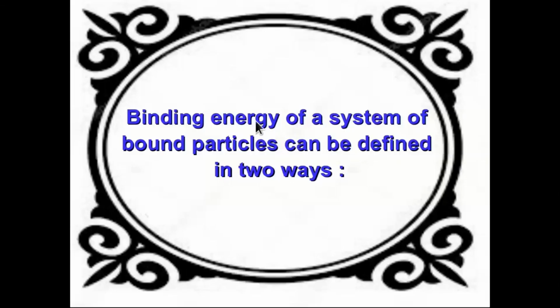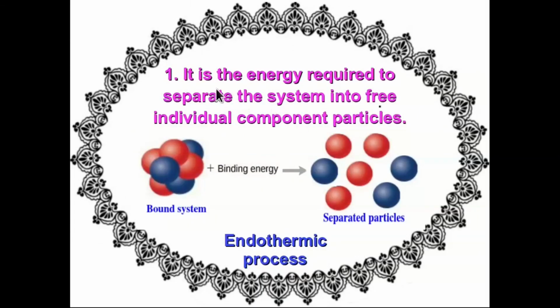Now, how do you define the binding energy of a system of bound particles? There are basically two ways in which the definition can be made. The first one is that it is the energy required to separate the system into free individual component particles. Suppose we have the bound system available with us, and we want to break up this system into the separated individual particles. In order to do this, we have to supply an energy which is exactly equal to the binding energy of the system. So unless we provide this energy, the system cannot be broken into the individual separated particles.